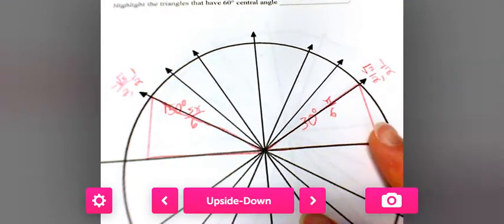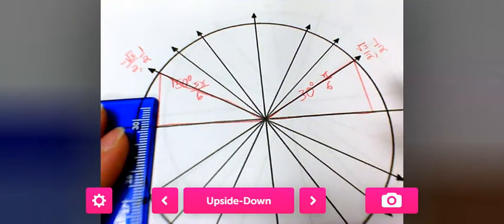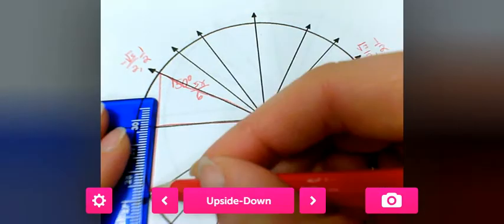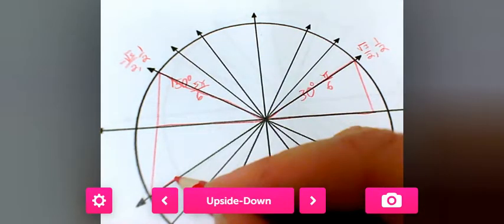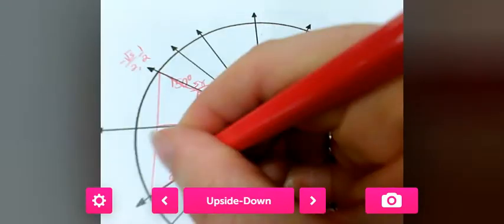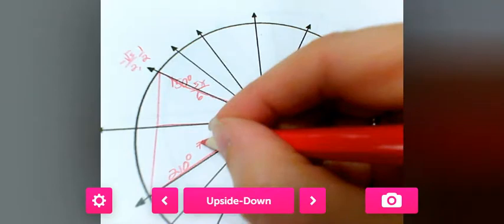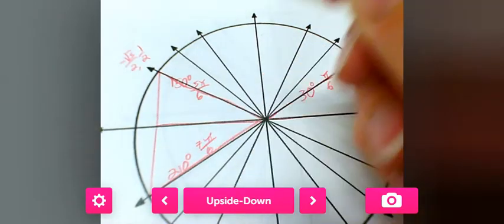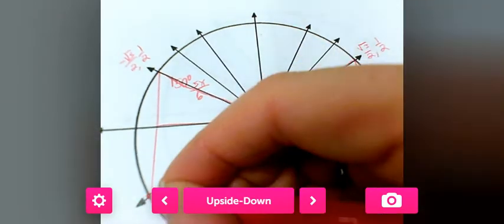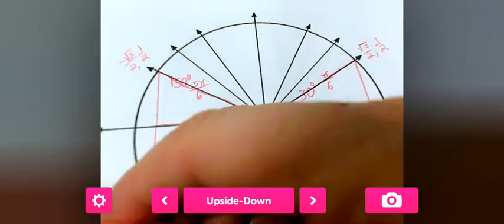We are going to reflect that right here over the x-axis. And we get this triangle right here, which is 210 degrees. And it is 7 pi over 6. And its point is negative square root 3 over 2, negative 1/2.